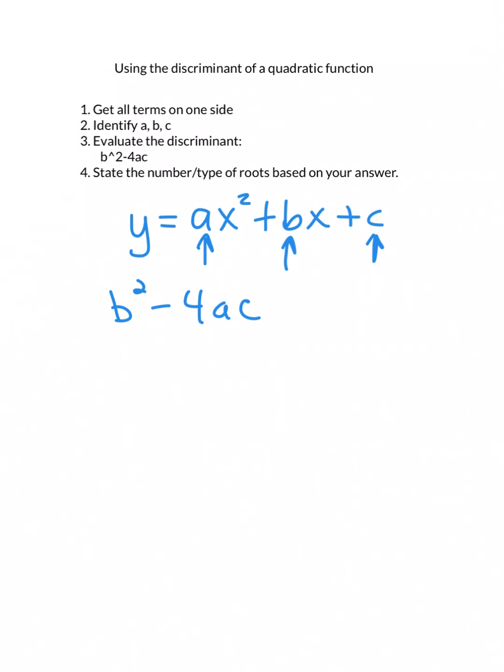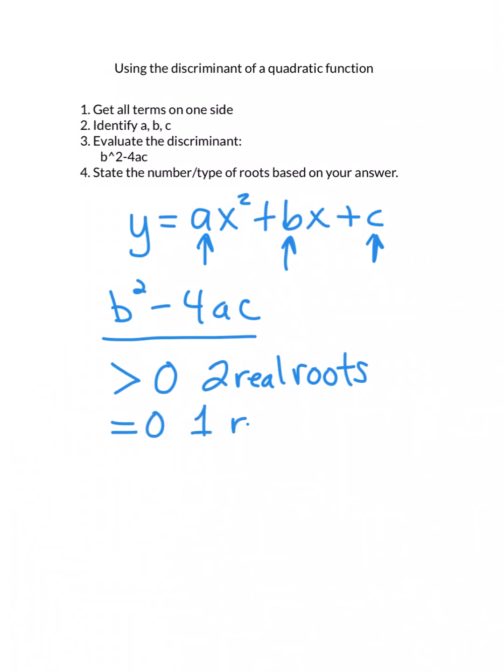So step 4 is a little bit more detailed. You might want to write this down. If we evaluate the discriminant and it is greater than 0, then that means you're going to have 2 real roots, or 2 real solutions. Roots is another word for solutions, which is another word for zeros, which is another word for x-intercepts. They're basically interchangeable for the most part. If you calculate b squared minus 4ac and it's greater than 0, you have 2 real roots. If you calculate the discriminant and it is equal to 0, you will have 1 real root.